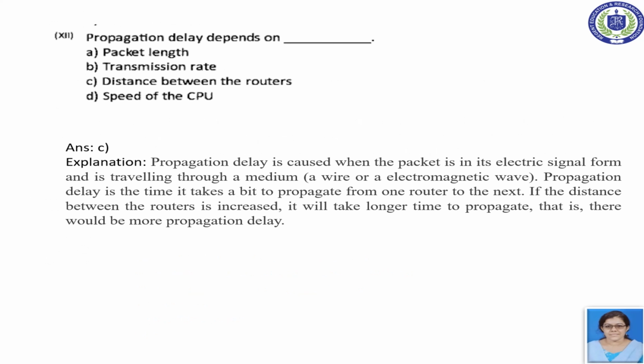Last question. Propagation delay depends on which parameter? Propagation delay is caused when the packet is an electrical signal and travels through a medium like a wire or electromagnetic wave medium, where time is taken for the bit to propagate from one router to the next router. If the distance between the routers increases, it will take more time to propagate, so there will be more propagation delay. So the answer is the distance between the routers. This is the main part.